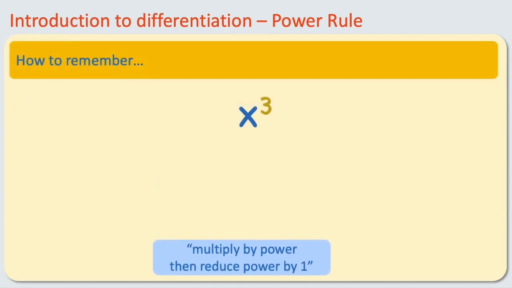So, how to remember this? Multiply by the power, then reduce by 1, as shown.